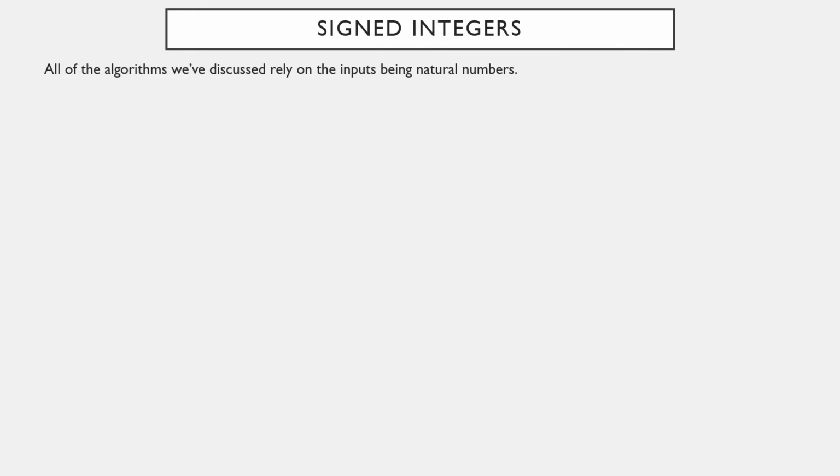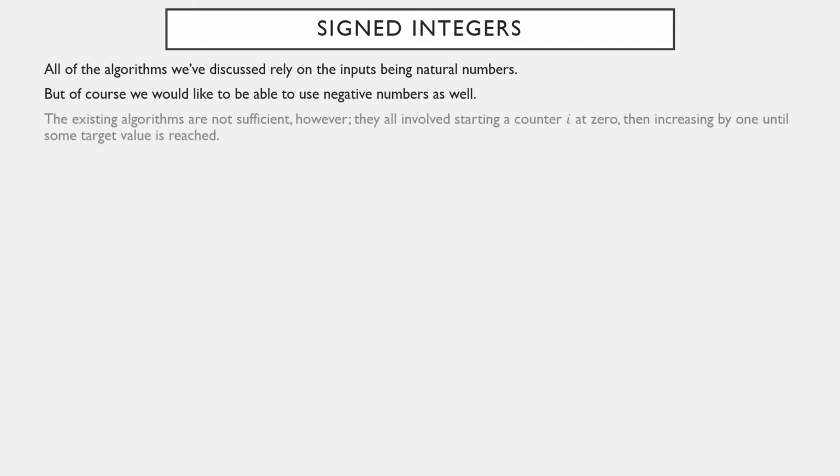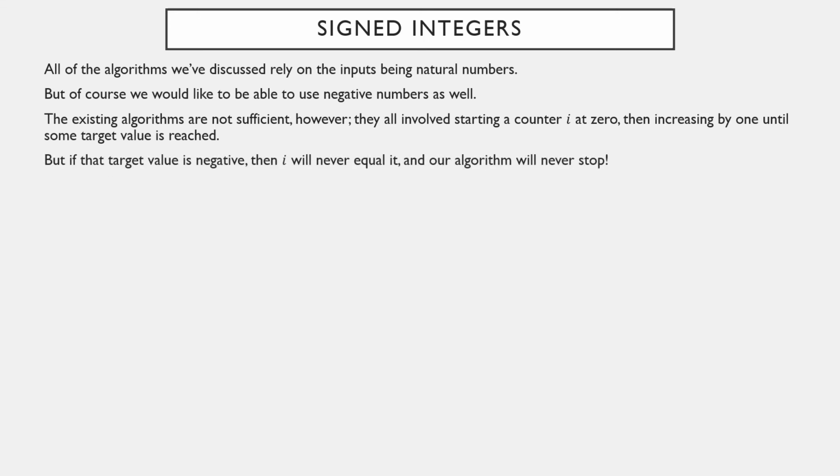All of the algorithms we've talked about and developed always relied on the inputs being natural numbers, in other words, not negative. Of course, we'd like to be able to add, subtract, etc., and work with negative numbers. The existing algorithms aren't quite going to work. This counter starts at 0 and counts up until some target value is reached. If that target value is negative, you're never going to equal it, and the algorithm will never stop. So negative inputs would kind of break the algorithms we have.